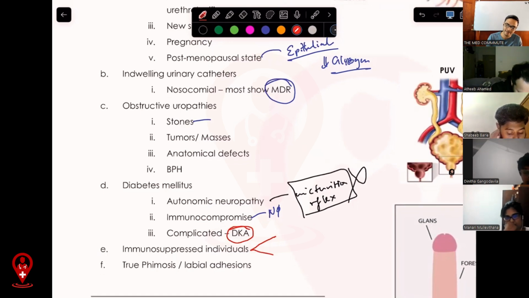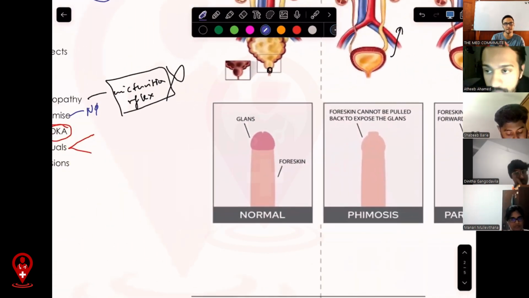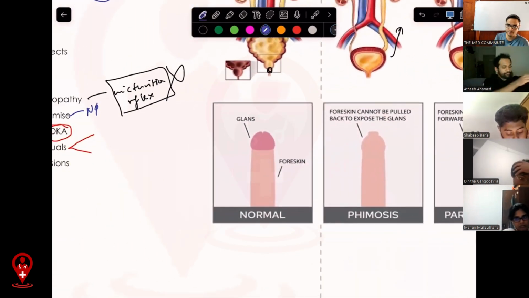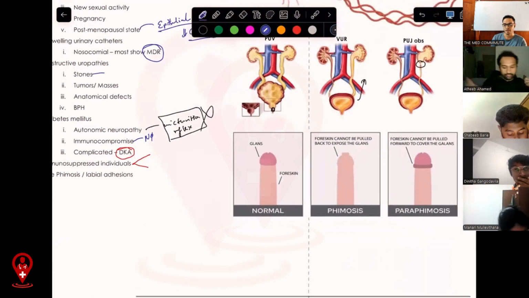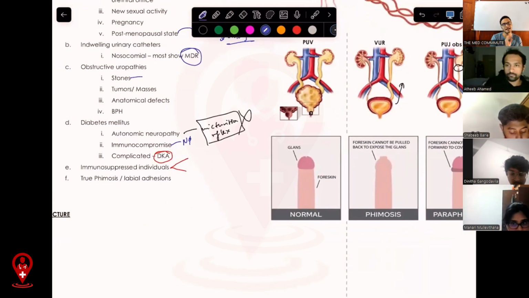Then, guys, in pediatrics, there are some conditions we need to talk about. This true phimosis and this labial adhesions. What is this phimosis, guys? Now here, there is a picture here. Phimosis is the inability to pull the foreskin back to expose the glans, right? This is what we call phimosis. Then we also have in little girls, this labial adhesions. We'll talk about how to manage these when we come to the management part, but these are quite common.